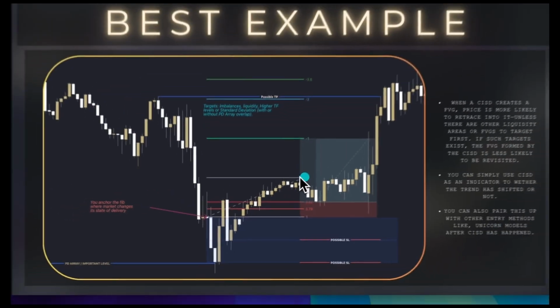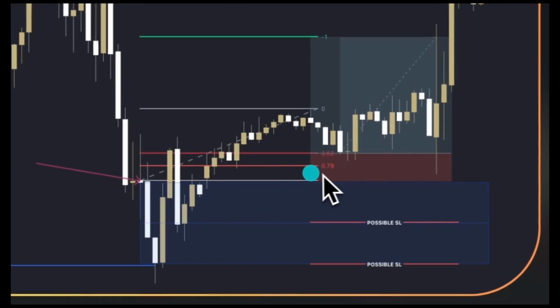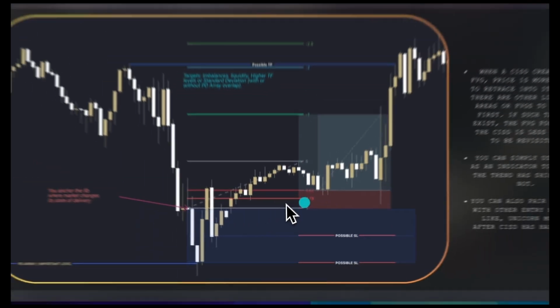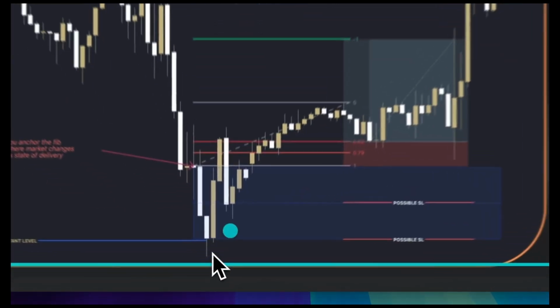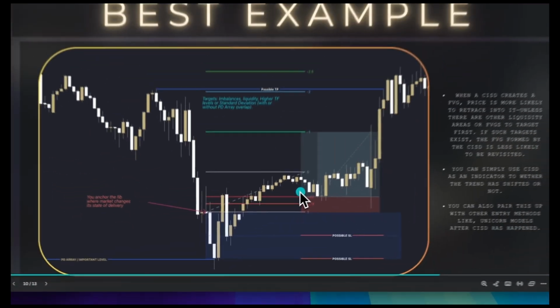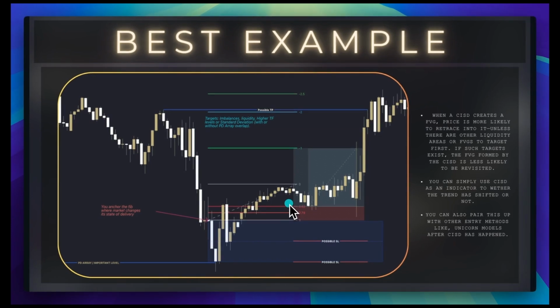And what does price do? Price retraces perfectly into the OTE, right? If I were to have drawn the fib from this low to this high, price would not retrace into it and I would have missed my entry.